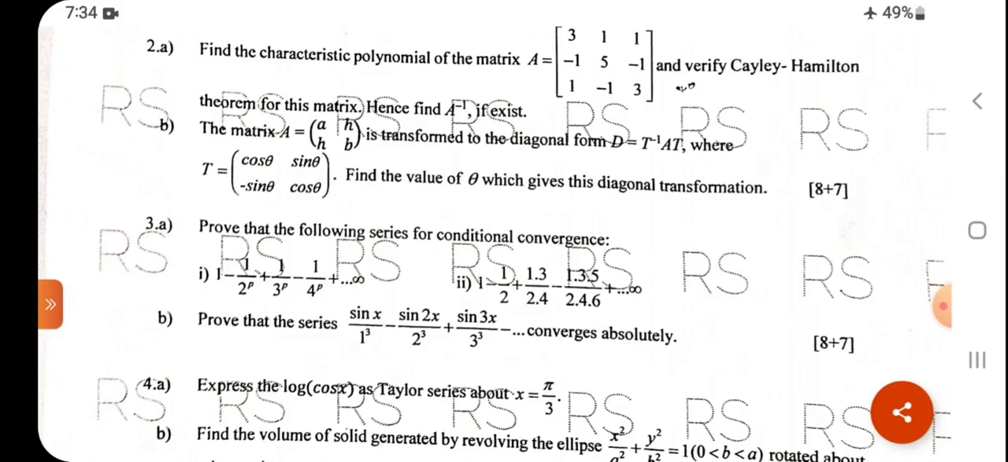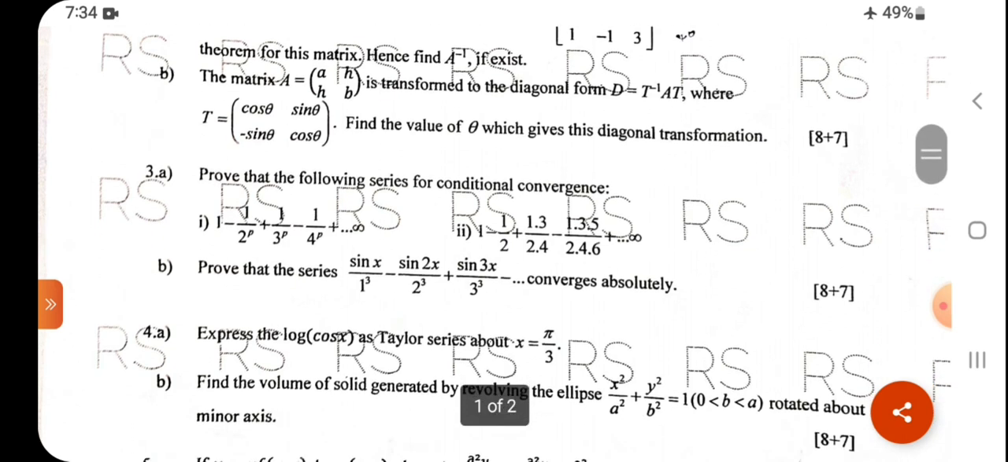In the same model they have given the second bit. In order to get that particular value, the general term can be taken as 1, 3, 5 and so on up to 2n minus 1, divided by 2, 4, 6 and so on up to 2n. That is your general term. For this general term, you apply the Leibniz test again and verify first whether it is convergent or not. Then you go for the modulus.